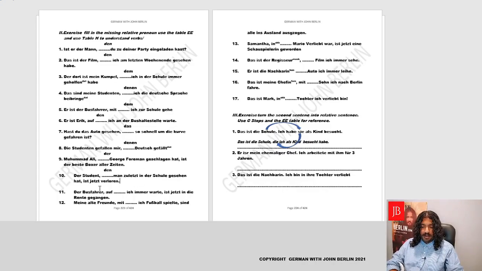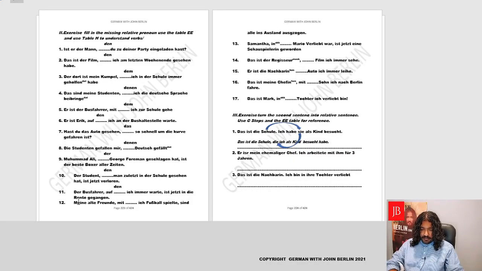Fantastisch. Der Busfahrer auf den ich immer warte ist jetzt in die Rente gegangen. So the bus driver for whom I always wait is now gone in Rente gegangen, basically retirement. It's gone into retirement. So the verb is here in the middle. We need to write this relative sentence. The verb is warten. The idea is who waits for whom. So it's I wait for him. So it's accusative. So here we'll be writing accusative. And Busfahrer is masculine. So once again, auf den ich immer warte. Super duper.